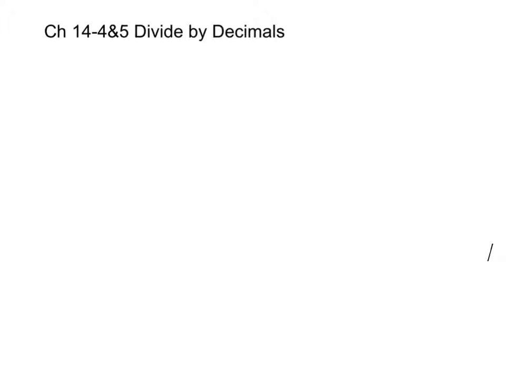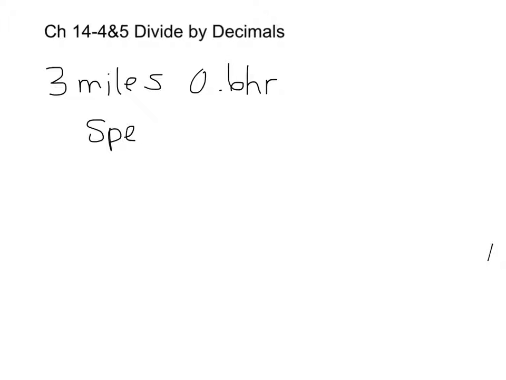Okay, so chapter 14, lesson 4 and 5, we're dividing by decimals. Yesterday we were dividing by whole numbers. Today we're dividing by decimals, which adds another step that you guys have not done. So in the example on page 300 in lesson 4, Janet skates 3 miles in 0.6 hour. What is her speed? So we're trying to figure out her speed.